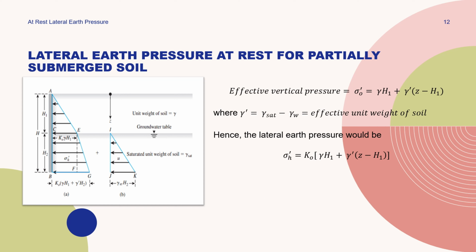Going to the second condition, the lateral earth pressure at rest for partially submerged soil. In this part, the soil extends beyond the groundwater table, which means the soil is saturated. First is the part where Z is less than or equal to H1.